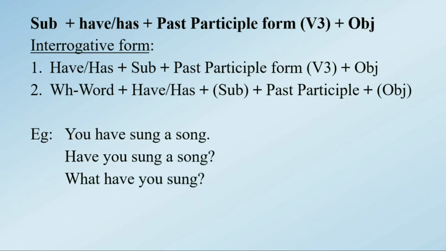Take one example, then it will be clear for you. You have sung a song. So, just change the place of have, and you'll get a question. Have you sung a song? But don't forget, sung is the verb there. Have you sung a song? You have sung a song is the affirmative form. Have you sung a song is the interrogative form.